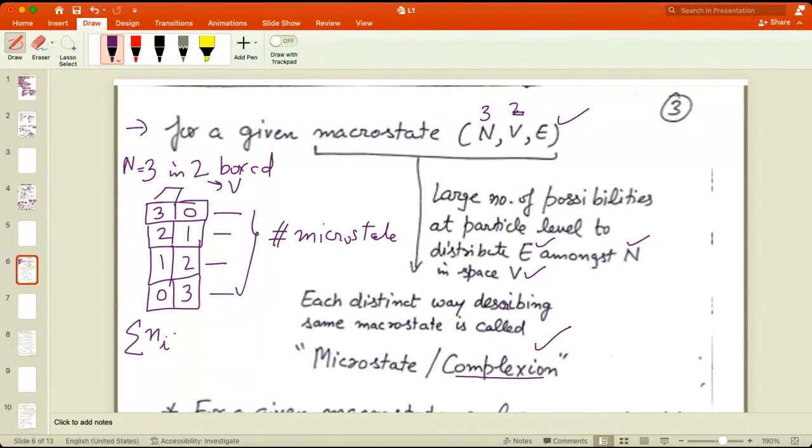The summation of ni into ei always remains the same, so that we are distributing these particles in such a way that the energy sum is fixed. So this box must be associated with some energy. If I'm putting a particle in this box, this must be associated with a certain energy. Then I can calculate the sum of the total energy. Similarly, in this distribution, in every microstate, the energy should be E, because this has to be in the description of the macrostate. So I hope it is clear what the difference between macrostate and microstate is.